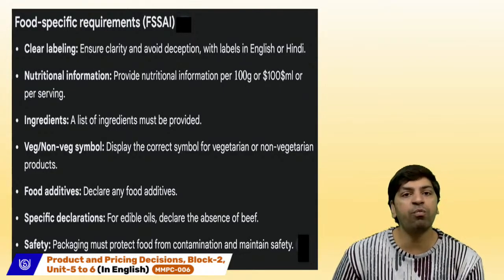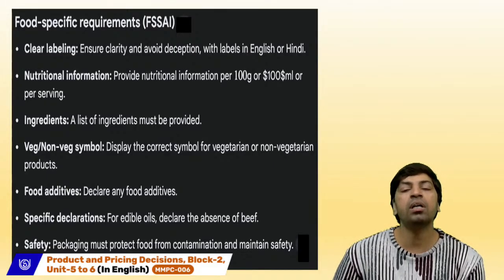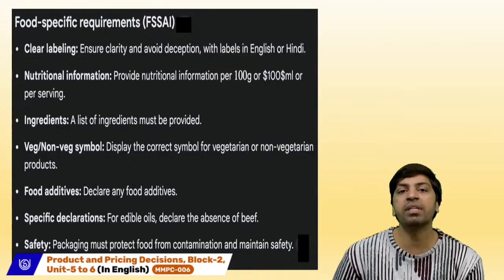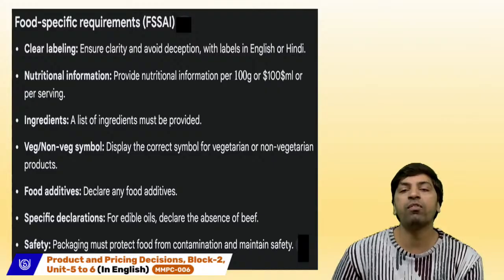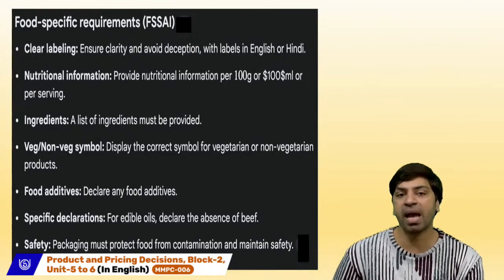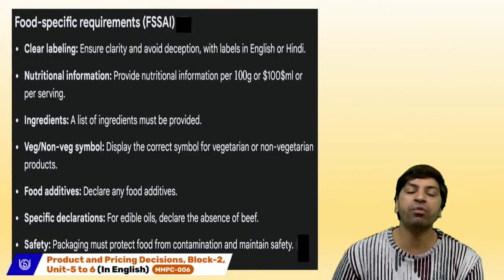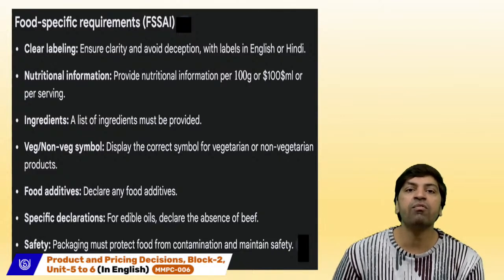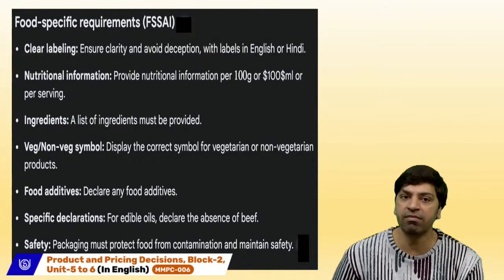Veg or non-veg symbol. As you can see, if it is veg, that means a green signal. If it is non-veg, it gives a red signal. So it refers to a symbol for veg or non-veg. It must be included in the packaging. Food additives: declare any food additives. Specific declaration: for edible oil, declare the absence of beef.